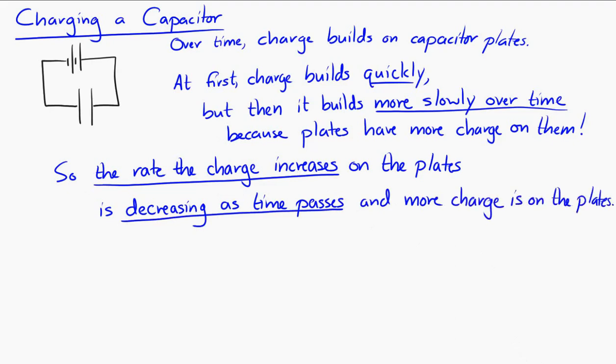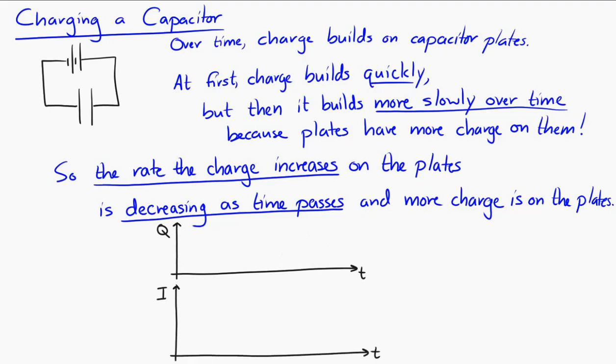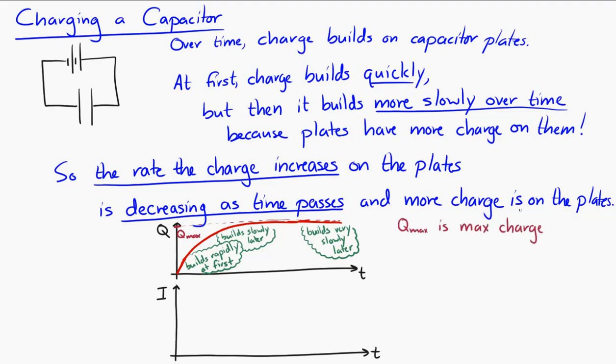And so we can sketch a graph of this. The charge that develops on the plate over time would look a little bit like this. It will increase pretty rapidly at the beginning, but then as time goes by, the amount of charge being added to the plate will decrease. It's getting harder and harder for the battery to put more charge on the plates. And eventually, it will reach a maximum. We'll call it Q max. That's the maximum amount of charge that can be put on the plate by that battery.